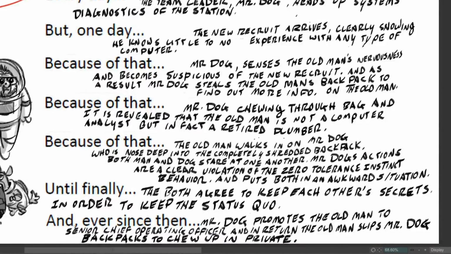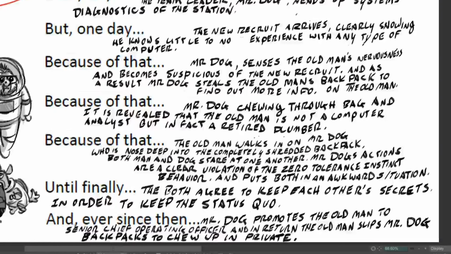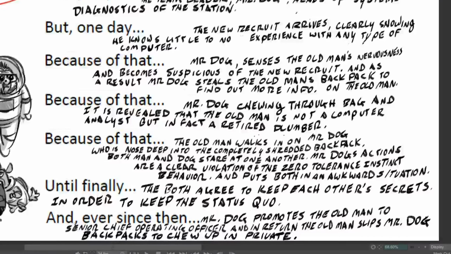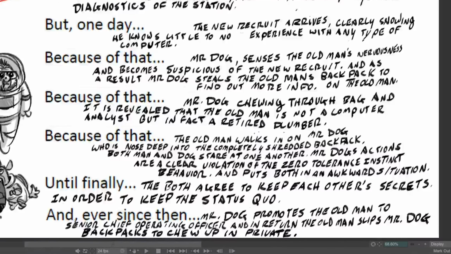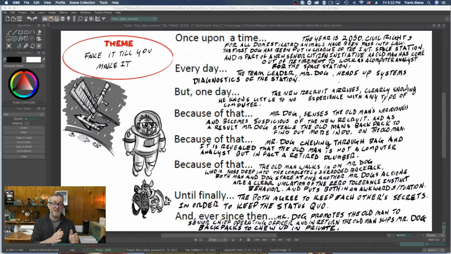And ever since that day, Mr. Dog promotes the old man to Senior Chief Operating Officer, and in return, the old man slips Mr. Dog backpacks to chew up in private. And our theme is fake it till you make it. And there you have it.